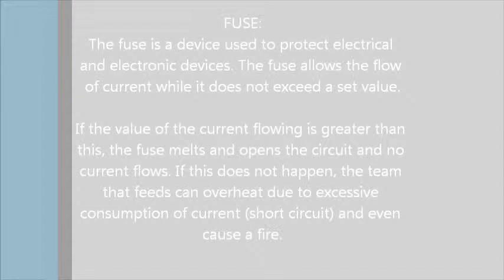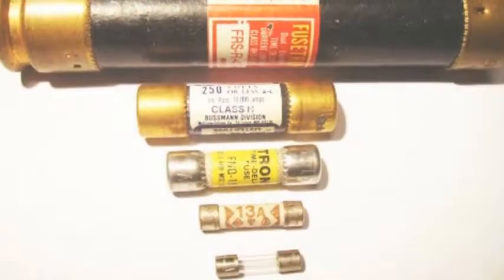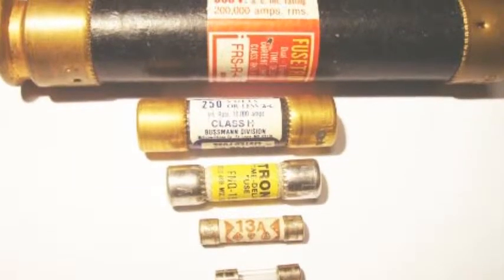The fuse is usually placed between the power supply and the circuit feed. In electrical or electronic equipment, the fuse is placed inside it. The fuse consists of a blade or wire which melts with the heat produced by the passage of current. These are some of these. This is the schematic symbol.